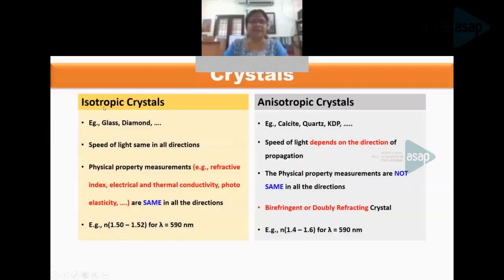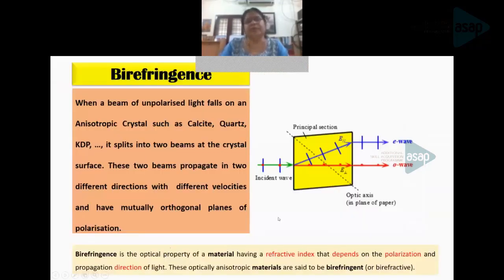Crystals, the refractive index variation is very small at this particular wavelength. The variation is always very small for isotropic crystals, whereas in the case of anisotropic crystals, the variation of refractive index is a little large compared to that of isotropic crystals. Okay. Now, another important property, that is birefringence of an anisotropic crystal.